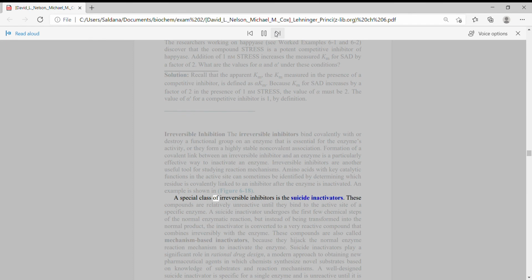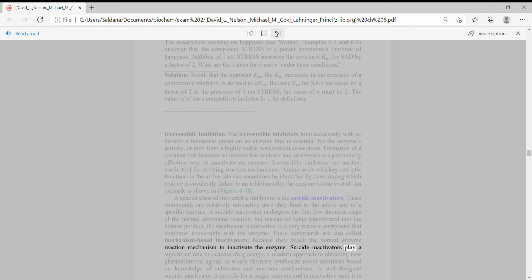A special class of irreversible inhibitors is the suicide inactivators. These compounds are relatively unreactive until they bind to the active site of a specific enzyme. A suicide inactivator undergoes the first few chemical steps of the normal enzymatic reaction, but instead of being transformed into the normal product, the inactivator is converted to a very reactive compound that combines irreversibly with the enzyme. These compounds are also called mechanism-based inactivators, because they hijack the normal enzyme reaction mechanism to inactivate the enzyme.